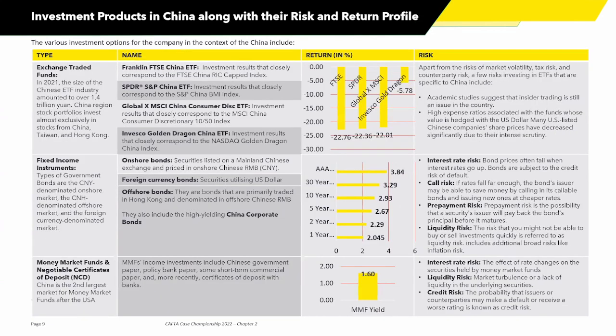And now coming on to the investment products in China, along with the risk and return profile, the major instruments that we saw were exchange traded funds, fixed income instruments, money market funds, and negotiable certificate of deposits. Here, the fixed income instruments as well as the money market funds and the negotiable certificate of deposits were the most stable ones.